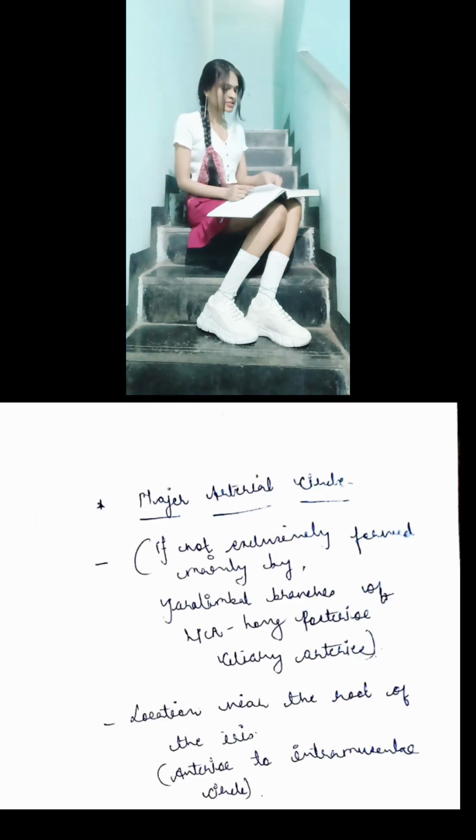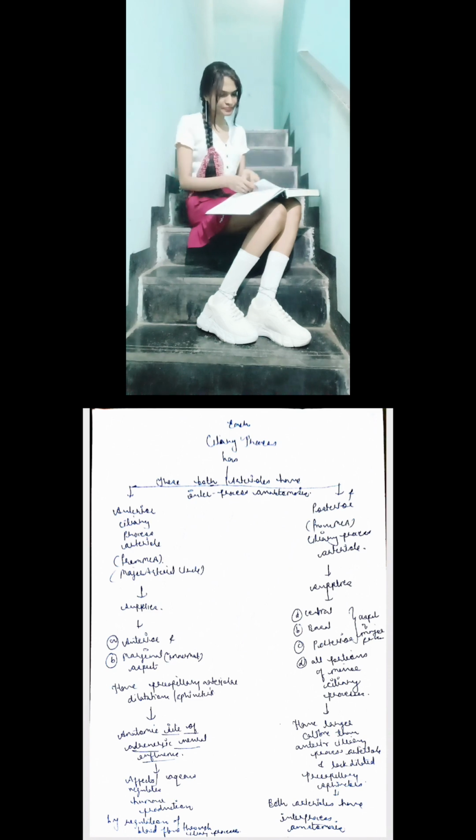So the major arterial circle is located near the root of the iris, anterior to the intramuscular circle. Now there is the ciliary process. Each ciliary process is supplied by anterior ciliary process arterioles and posterior ciliary process arterioles.